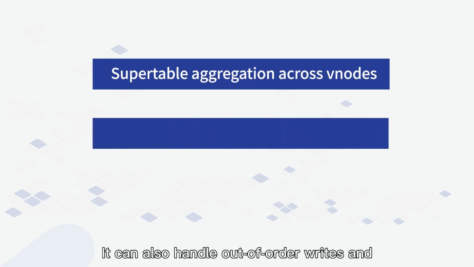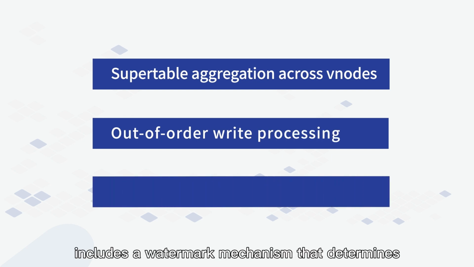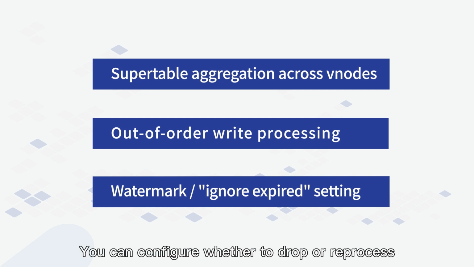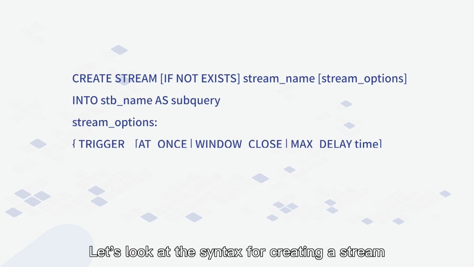It can also handle out-of-order writes and includes a watermark mechanism that determines the extent to which out-of-order data is accepted by the system. You can configure whether to drop or reprocess out-of-order data through the ignore expired parameter. Let's look at the syntax for creating a stream.